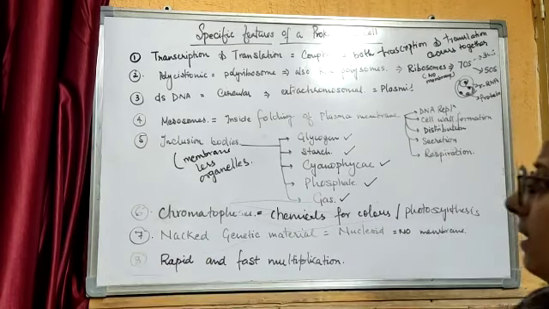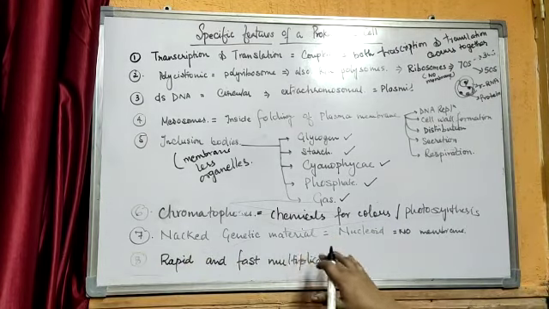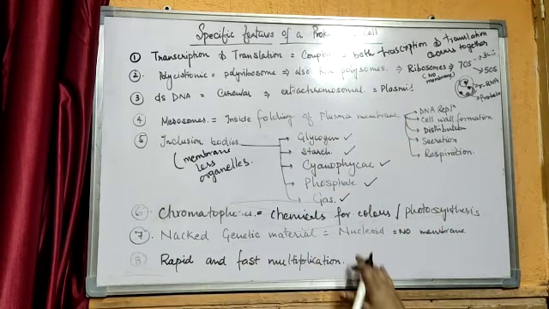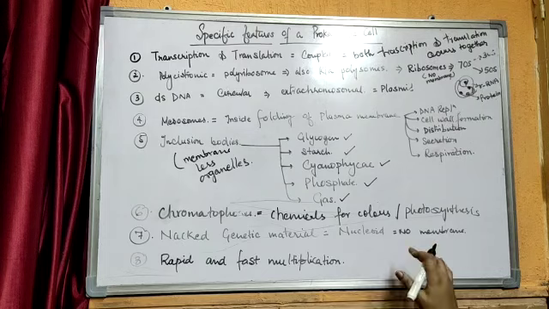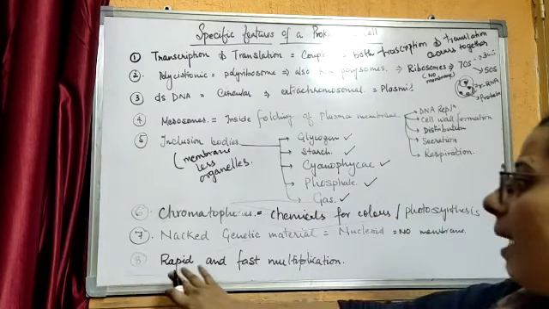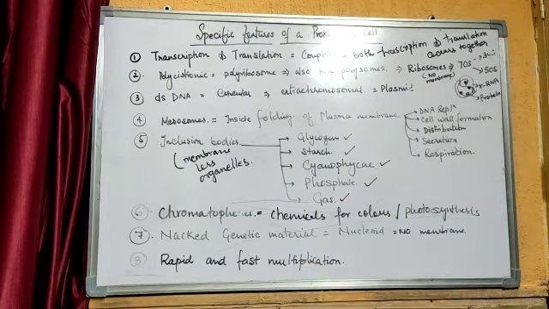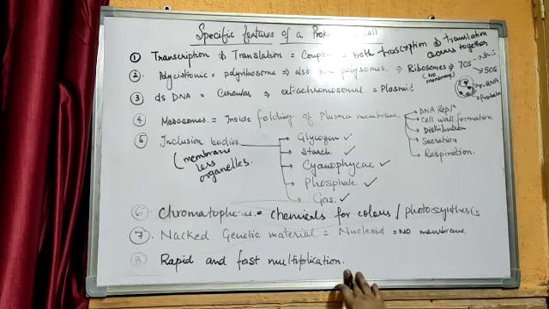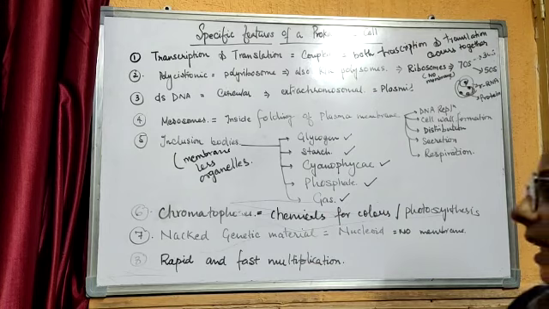The seventh feature is naked genetic material. The genetic material of a prokaryote does not have a membrane, and this is called the nucleoid. This is one of the specific characters of a prokaryotic cell. The eighth one is rapid and fast multiplication in the prokaryotic cell, while in the eukaryote it is a very slow process, and multiplication of the organism takes longer than in prokaryotes.